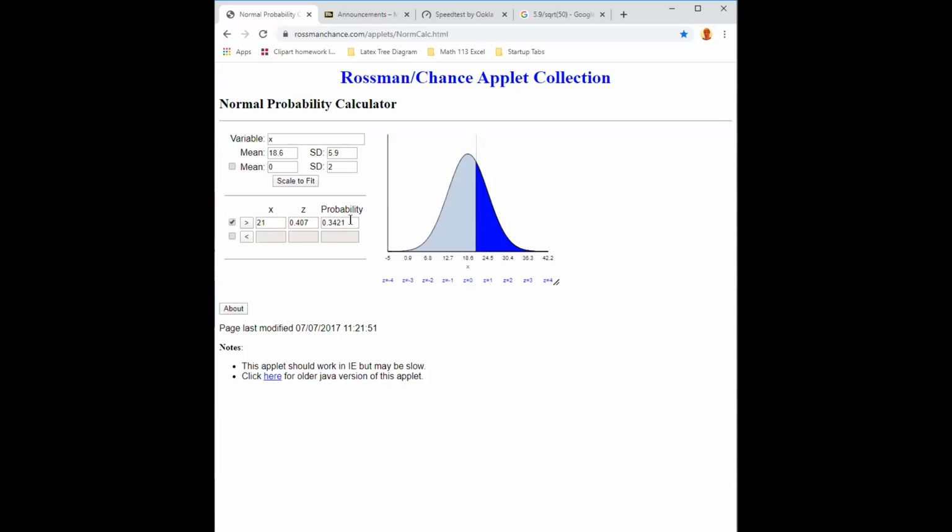And then if I go to a sample size of 50, what that does is it changes my standard deviation. So I'll change my standard deviation up here to be 0.834. And now the probability that the average score for those students is 21 or higher is there's my 0.2% right there.